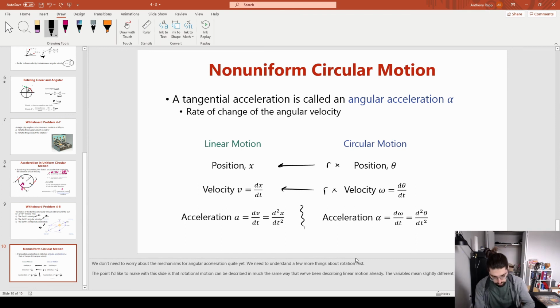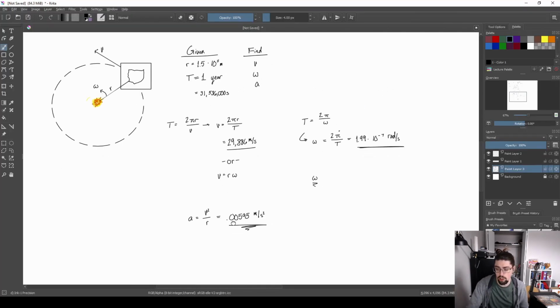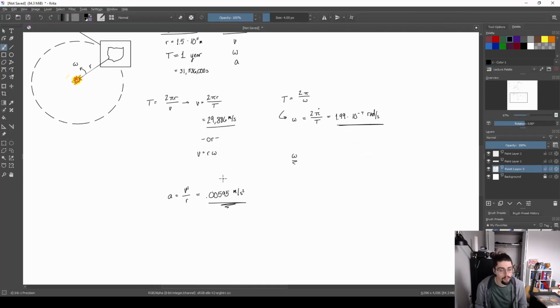So, that's actually all I've got for today. We're ending this one a little bit early. I don't think there's a huge point to diving into forces quite yet. I'm happy to just call it here early for a little while. Earth's acceleration in that circle, 0.00595 meters per second squared.